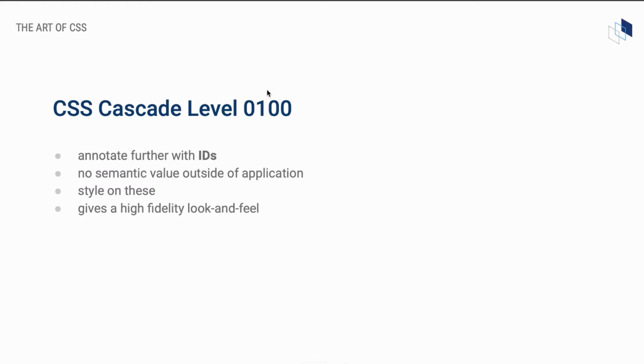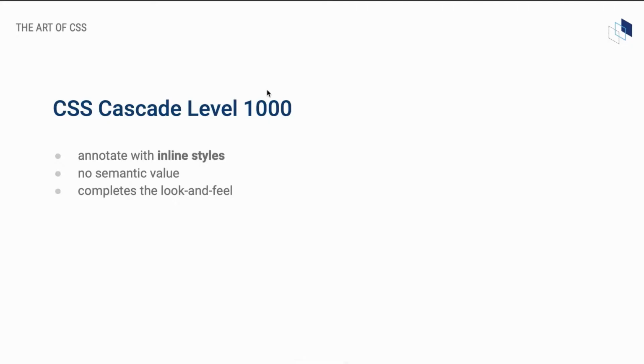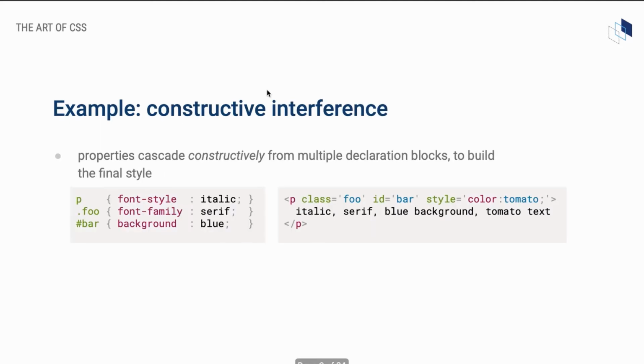Further to that, we have the cascade level 100s. These are your IDs. These unfortunately carry no semantic value outside of your application. Div ID app, for example, is completely meaningless to something outside of your application. But we can style on these, and if you did so, you would end up with a high fidelity look and feel in your website. Finally, there's CSS level 1000. These are inline styles. You could annotate your HTML with inline styles. Now, these carry no semantic value, but they do allow us to complete the look and feel of our document.